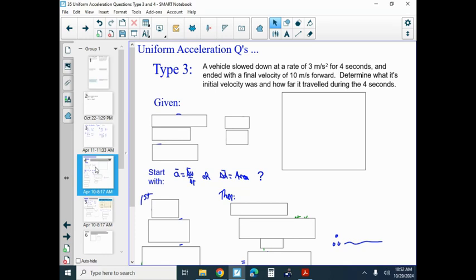So type 3 here. We've got a vehicle slowing down at a rate of 3 meters per second squared for 4 seconds. It ended up with a final velocity of 10 meters per second forward. Determine what its initial velocity was and how far it traveled during the 4 seconds.